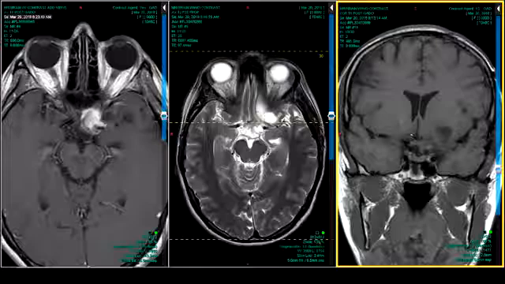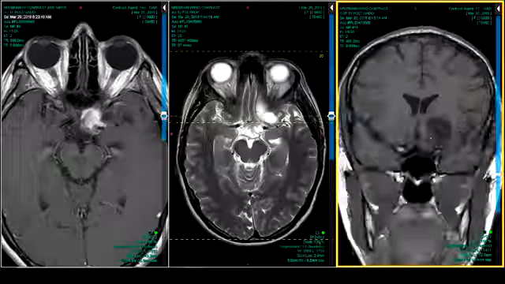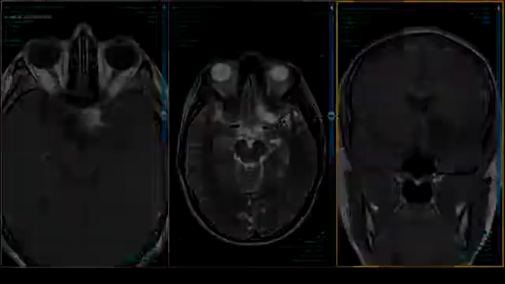Shall we move on to the next case? Pilocytic astrocytoma, probably arising from the optic apparatus with a cystic and nodular component.